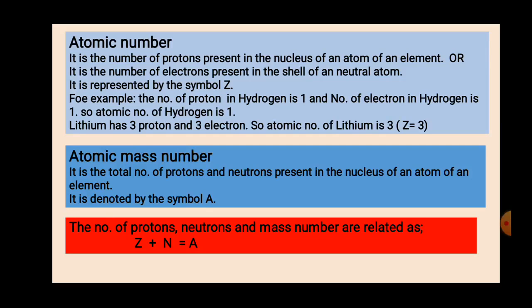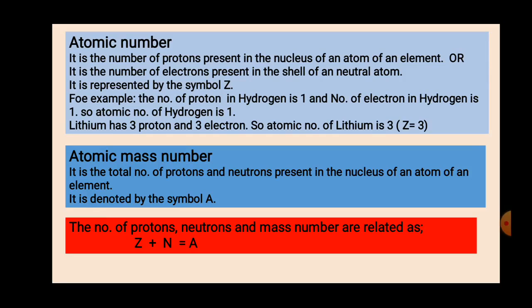What is the next one? Atomic mass number, or I can call it just mass number. It is nothing but the total number of protons and neutrons, both present in the nucleus. The nucleus is present in the center of an atom. Actually, the nucleus gives the heaviness to the atom. That means mass is concentrated at the nucleus.